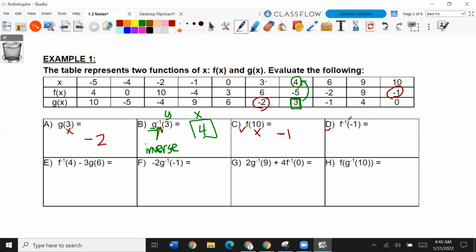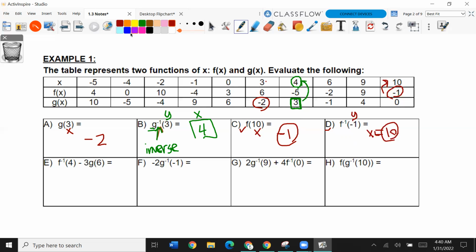Now, how about f inverse of -1? Well, let's see, when y is -1 for the f function, oh, we just got that. So we're just going backwards, and your x value is going to be 10. Is it starting to make sense? Okay, you just got to look for X and Y.